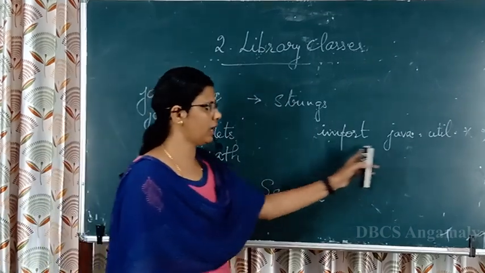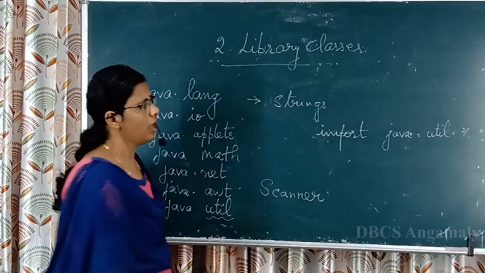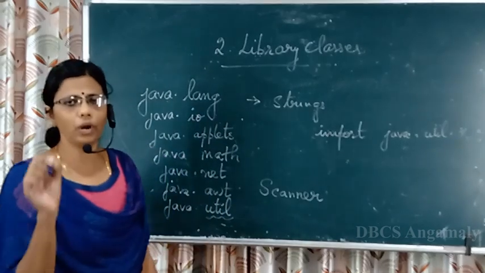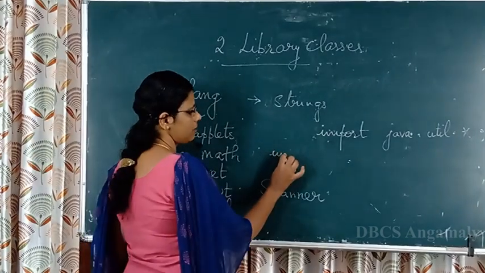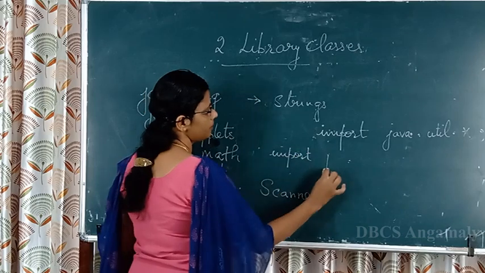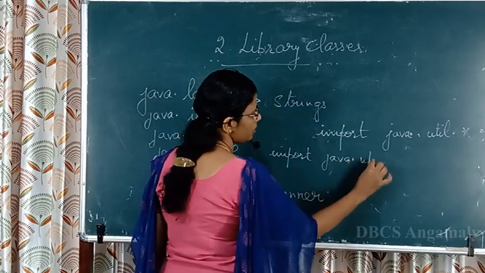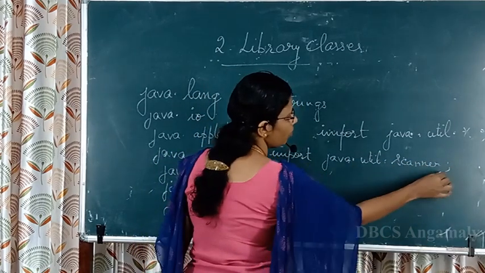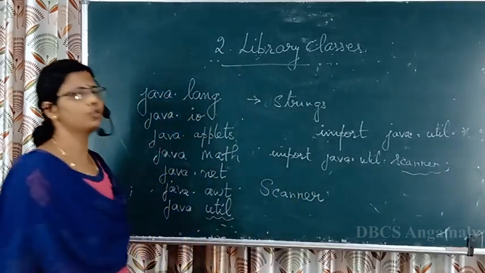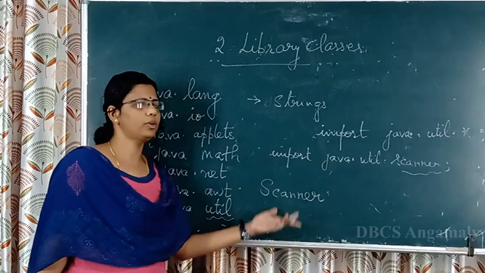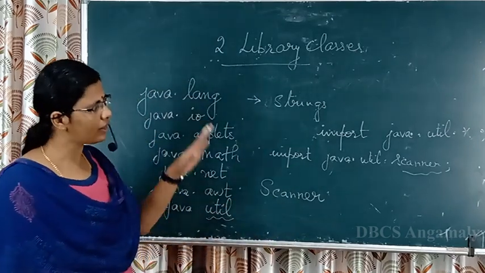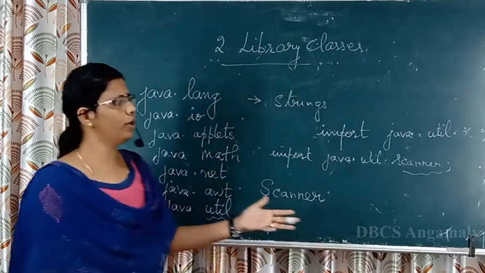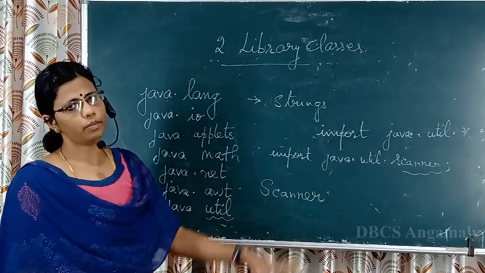This usage can also be for a particular class. For example, I don't want to make use of all the classes coming under util. I just want to make use of only the scanner class. Then my statement will be: import java.util.Scanner; So here the compiler makes use of only the scanner class in your particular coding. It doesn't make use of the other classes available inside your util package. So this is how you import packages into your program.